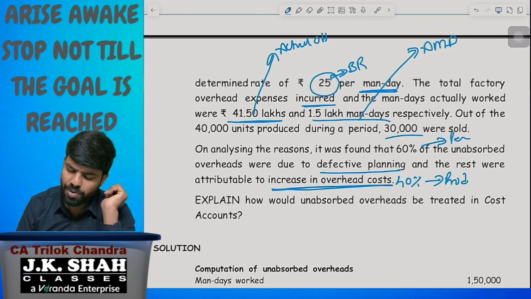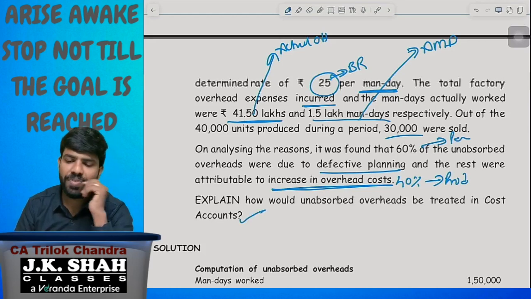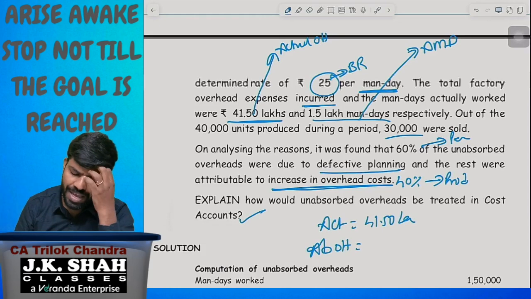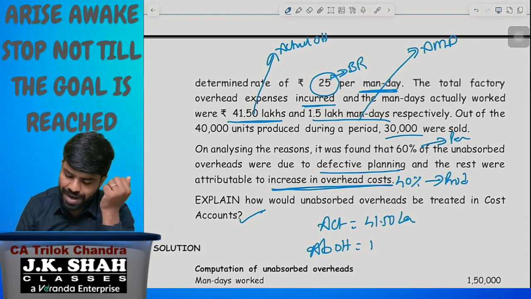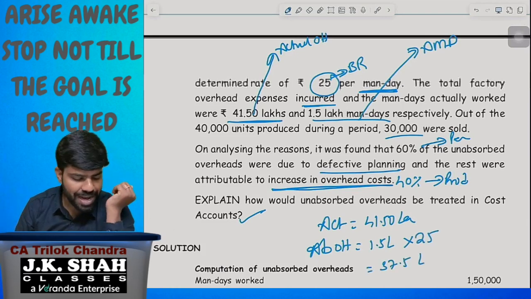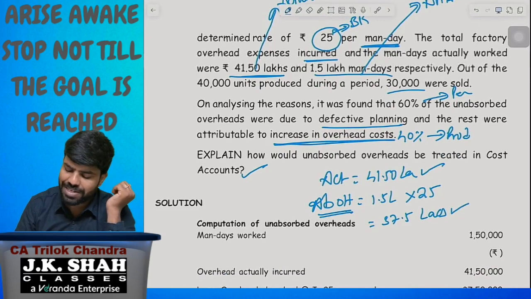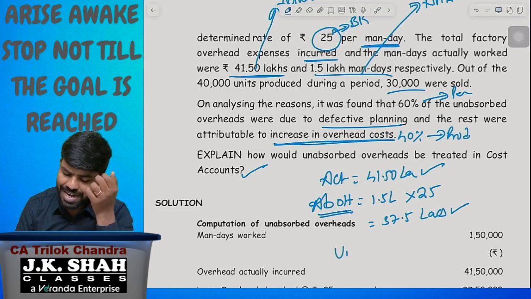Explain how under absorption of overheads is treated in the cost account. First of all, actually incurred is 41.50 lakhs. Absorbed overheads equal actual man days into the predetermined rate. How many actual man days? 1.5 lakhs actual man days into the predetermined rate of 25, which comes to 37.5 lakhs. Actually incurred is 41.5, absorbed is 37.5. The difference is called under absorption or under accounting. The difference is about 4 lakhs. 4 lakhs is under accounting.